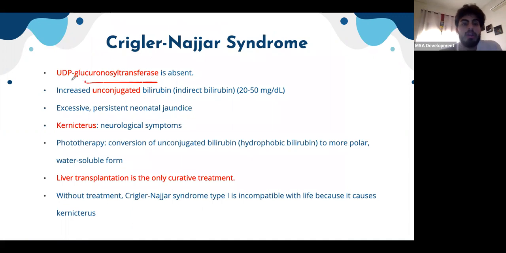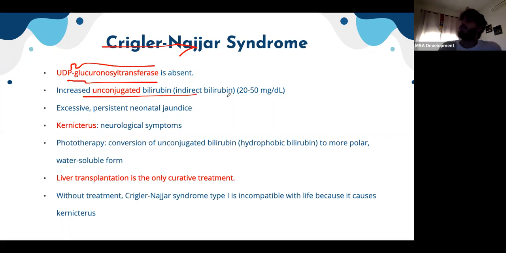So UDP glucuronyl transferase is absent. It's either absent or low, but mostly in Crigler-Najjar, it's basically the severe form. And this is what they're going to tell you in the exam. In the exam, they're going to give you the severe form, so they're going to tell you this is absent or it's low. It's going to be increased unconjugated bilirubin, as we said. But remember how I said in jaundice, it's usually 2 to 3 milligrams. Here in Crigler-Najjar, we're talking about 20 to 50, which is a huge number compared to normal jaundice. Huge, which is why it's so severe.